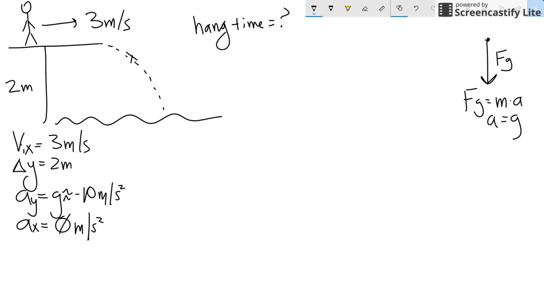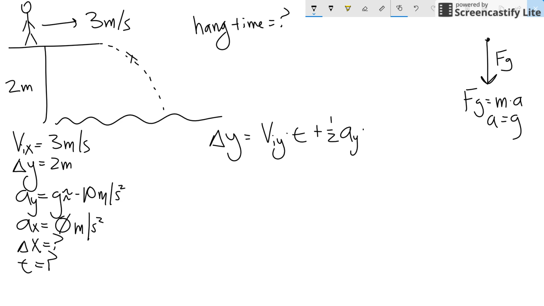I'm not given delta x. I don't know what that is. And I need time. Great. Let's take a look at our formulas. I bet I can use our handy-dandy delta y equals velocity initial in the y direction times time plus 1/2 acceleration in the y times time squared to my advantage.